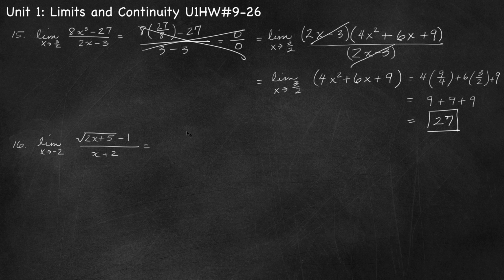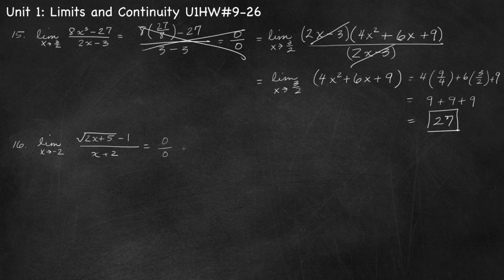Number 16, we want the limit as x approaches negative 2 of the square root of 2x plus 5 minus 1 over the quantity x plus 2. We're going to try substitution to start. So that is going to give us the square root of negative 4 plus 5, or the square root of 1, minus 1, so 0 in the numerator, and then negative 2 plus 2, 0 in the denominator.